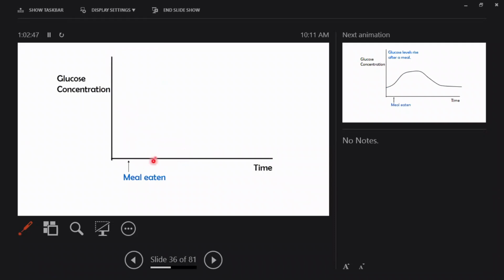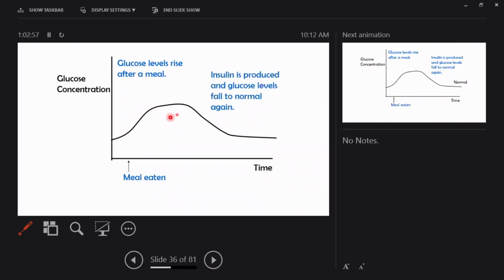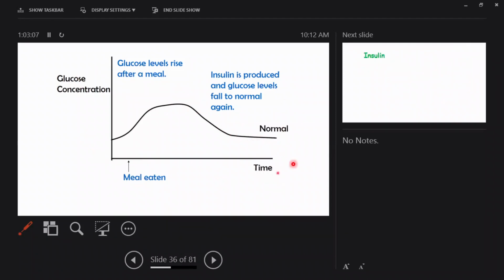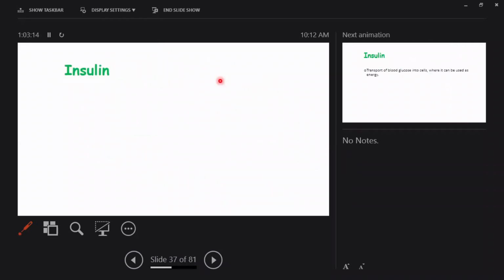So this figure here is showing glucose concentration and time after meal eaten. Okay, glucose level rises after a meal, and insulin is produced. Insulin is produced during this time here, and glucose level falls to normal again. This is how our body maintains the blood glucose level.